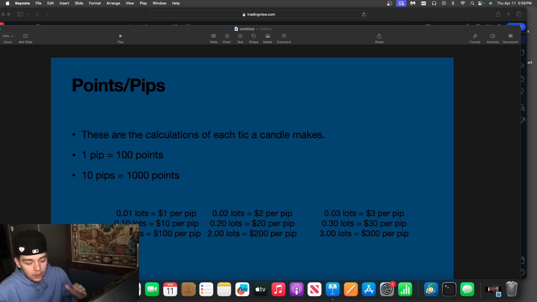One lot is $100 per pip. So each time the candle moves, it's calculated by 100. So if it goes up 3 pips, that's $300. If it goes down 3 pips, you're back at 0. Then if it goes below that, you're negative. Okay. And then so on with these.